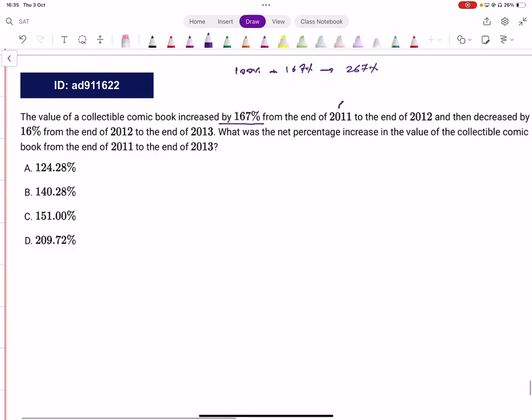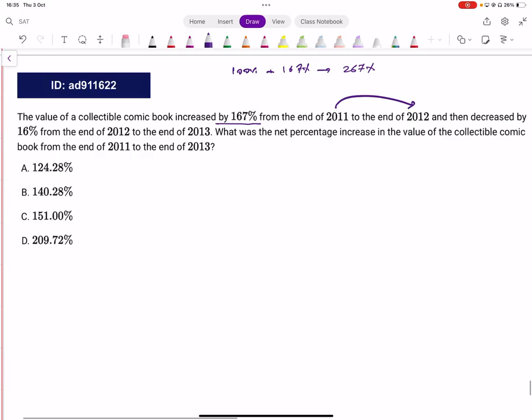So from 11 to 12, that's the increase. Then it decreased by 16% from 2012 to 2013. What was the net percentage increase in the value from 11 to 13? Okay, so how do you figure this out? Let's say the initial was X, or you can give it a number. You can call it 100 as well. That's another way to think about this. If you're calculating percentages, you can start from 100. Instead of X, you could also say 100, right? Let's start from 100.